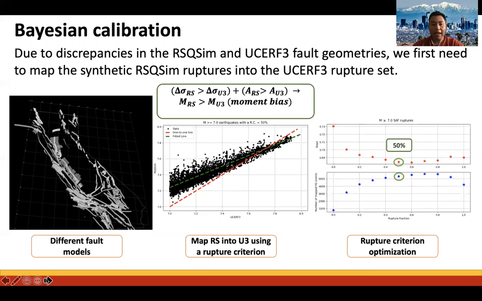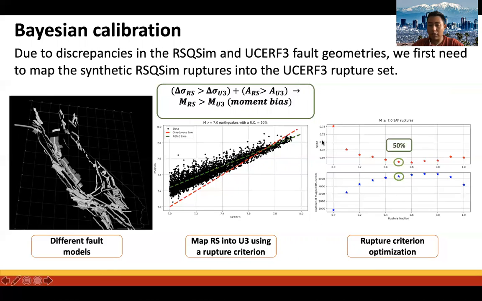If we didn't have any moment bias, this scatter plot would be concentrated around the one-to-one line, which is the red dashed line. However, we fitted a line, which is the green dashed line, and that has a slope of around 0.7. We want that slope to be as close as possible to 1. And also we want to maximize the number of dots in this scatter plot. We do that in the plot on the right.